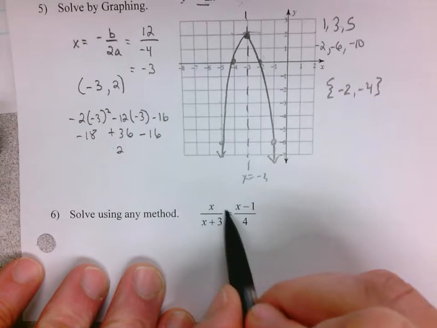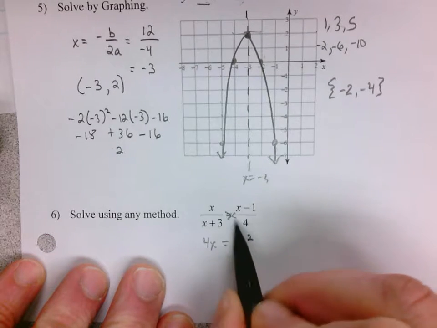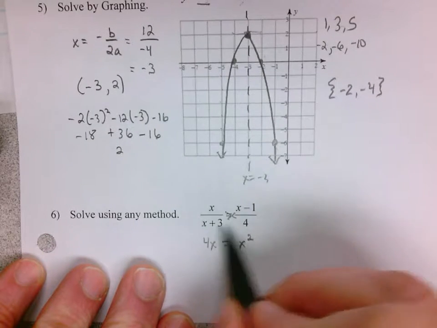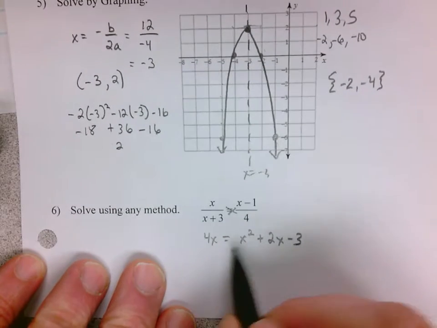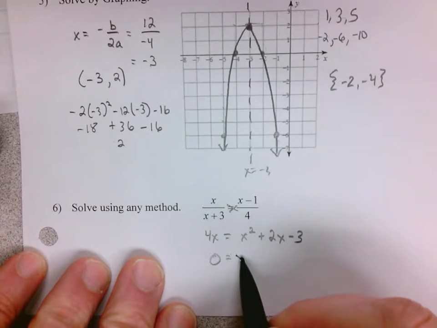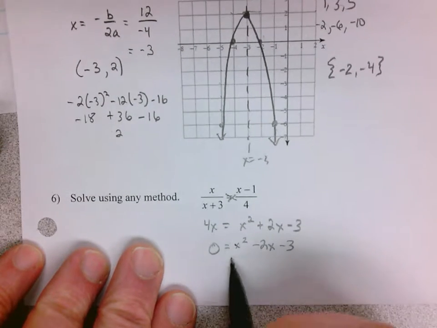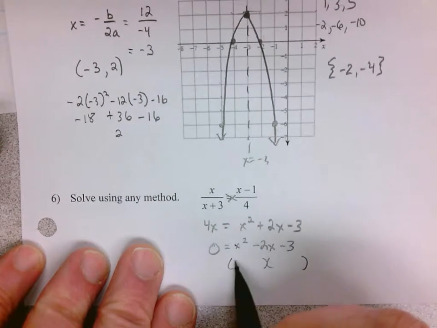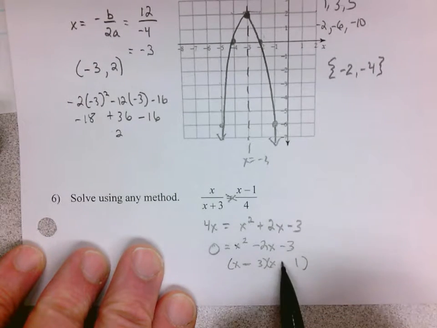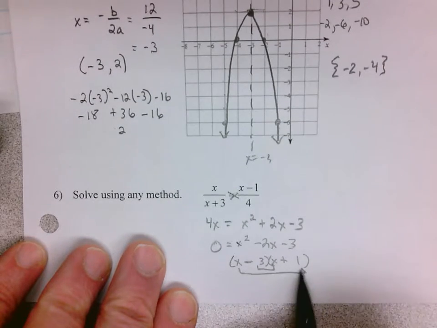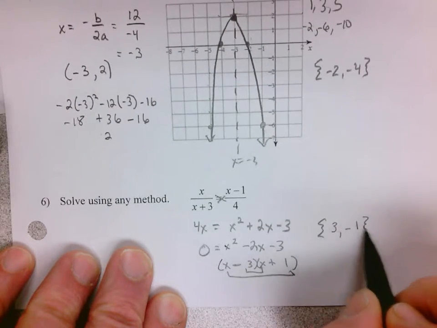The last one says solve using any method. You first have to get it into quadratic form. So I'm going to cross multiply 4x. This is going to be x squared plus 3x minus 1x is 2x minus 3. And then set it equal to 0. This looks like one I can factor, or at least check to see if I can factor, because there's only one set of factors we can use for 3, and that would be 3 and 1. I make this a negative 3, this is a positive 1. That gives me negative 2x. My solutions would be 3 and negative 1.